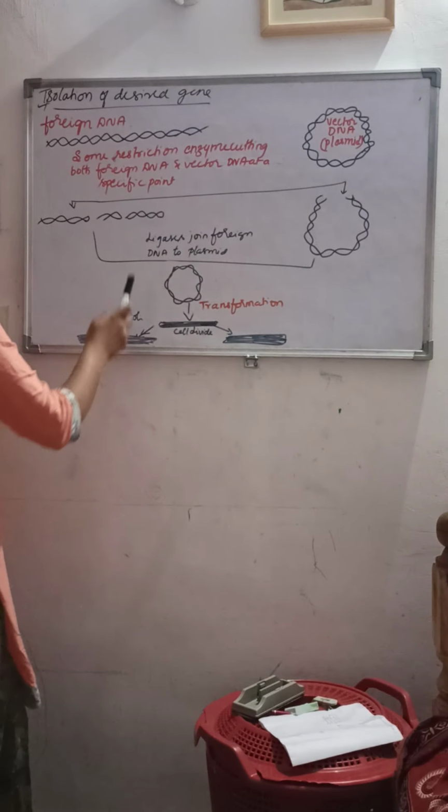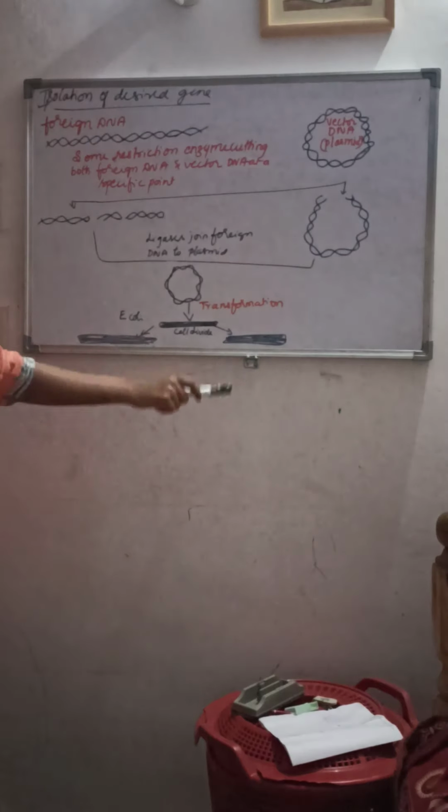You can see this diagram. You can see the ligase and the foreign DNA, with a restriction enzyme cutting both the foreign DNA and the vector DNA at a specific point. You can see the vector DNA in the plasmid, ligase, E. coli, the cell divides, and the transformation occurs, right? You can see in this diagram how the isolation of a desired gene, or its separation, is done through this process. Here you can see this foreign DNA is taken, and the vector DNA is a plasmid.